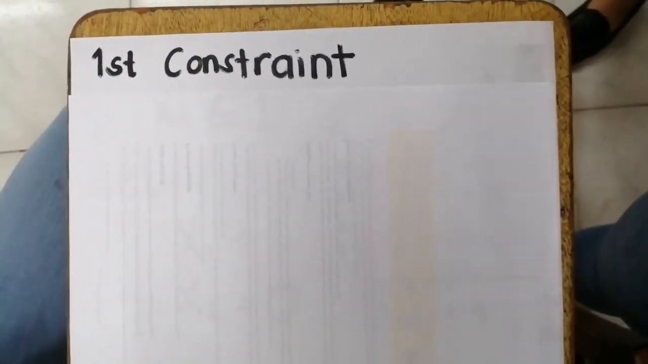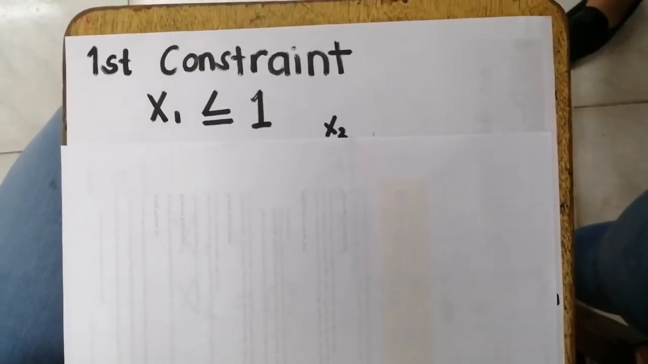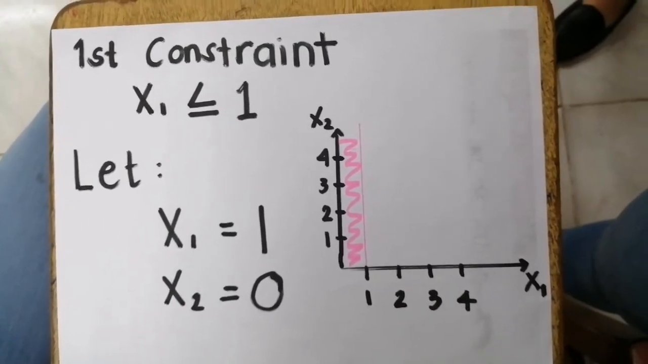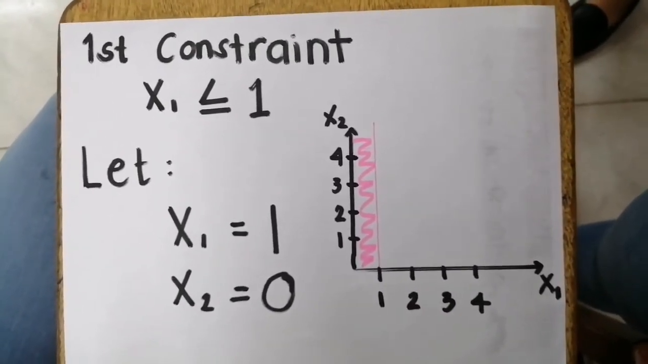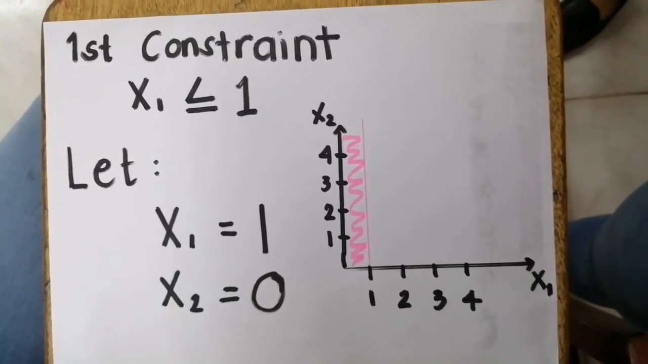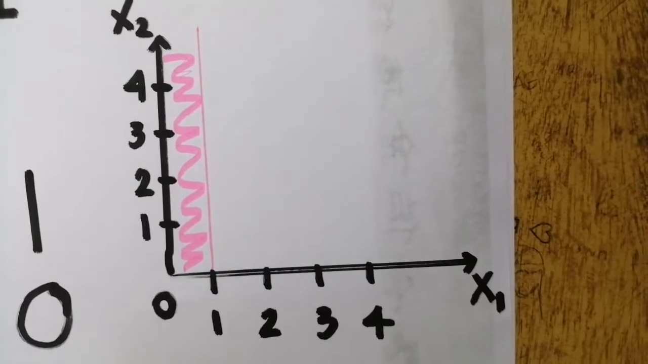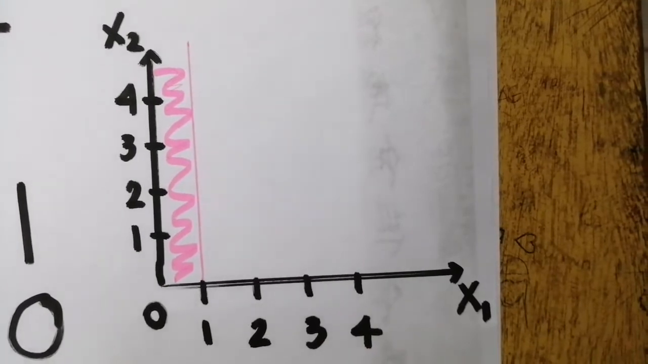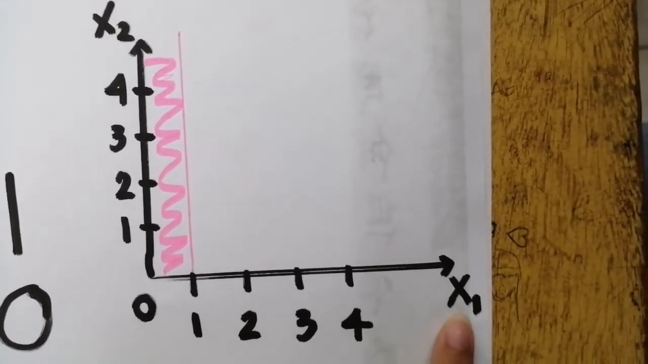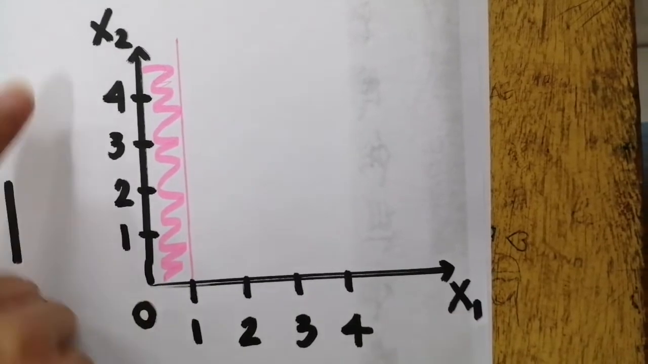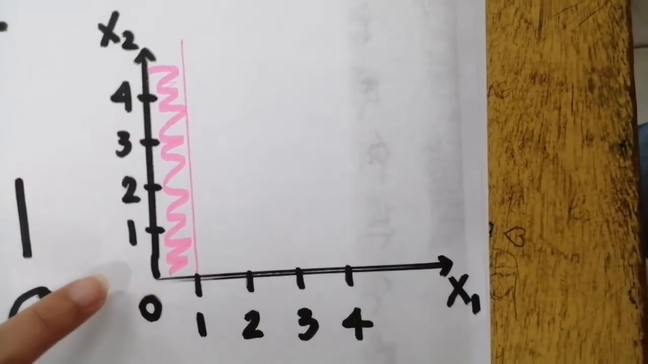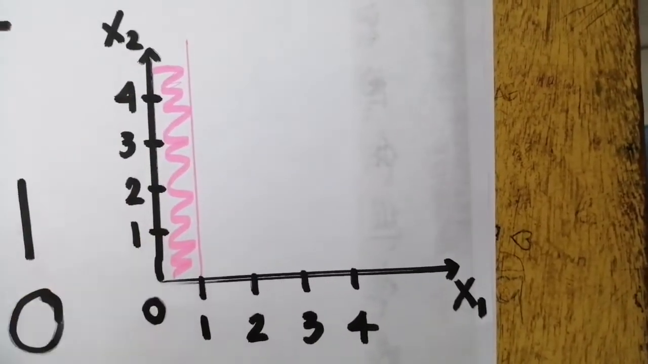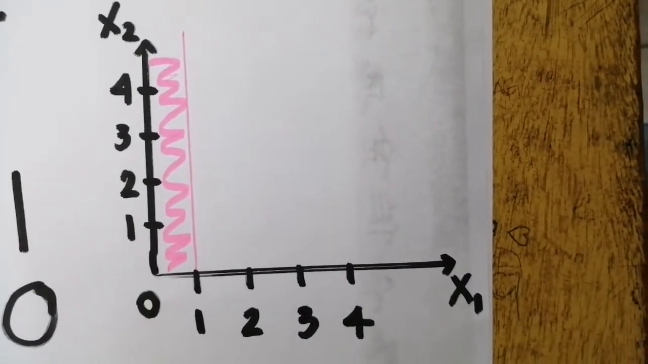For the first constraint, we have x sub 1 less than or equal to 1. We let x sub 2 equal 0. So using the substitution method, we have here x sub 1 is equal to 1 and x sub 2 is equal to 0. For our graph, we plotted here x sub 1, which is 1, x sub 2, 0. So we shaded the part on the left side since our constraint is x sub 1 less than or equal to 1.